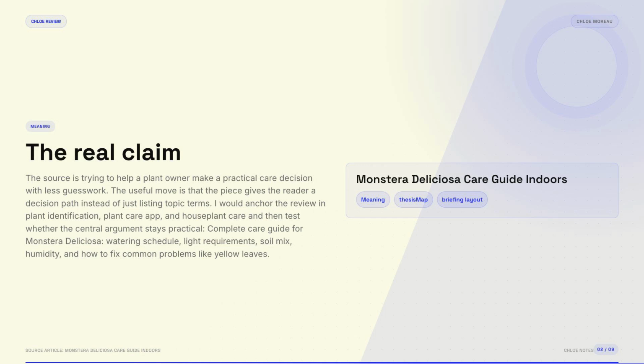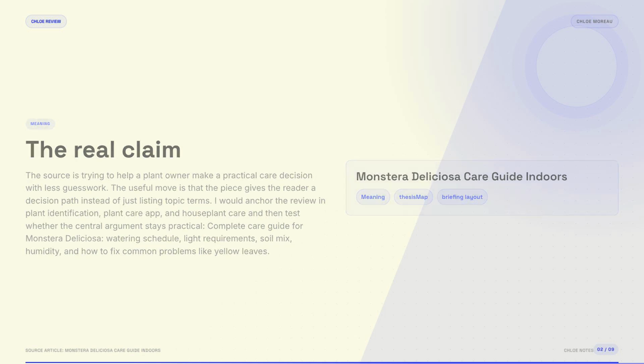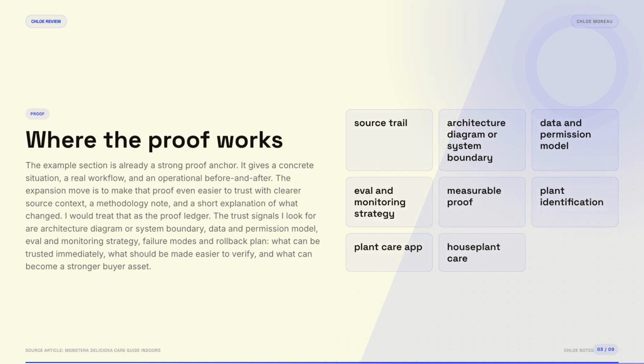The source is trying to help a plant owner make a practical care decision with less guesswork. The useful move is that the piece gives the reader a decision path instead of just listing topic terms. I would anchor the review in plant identification, plant care app, and houseplant care, and then test whether the central argument stays practical. Complete care guide for Monstera Deliciosa. Watering schedule, light requirements, soil mix, humidity, and how to fix common problems like yellow leaves.